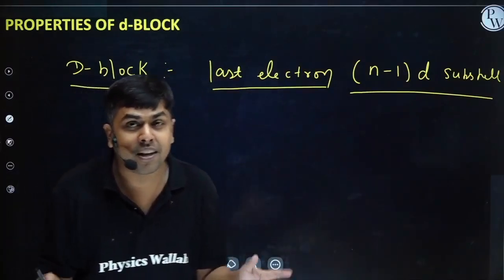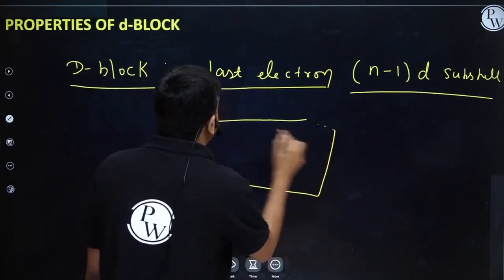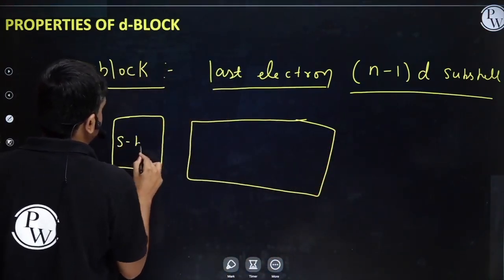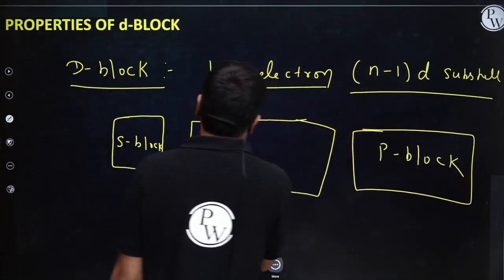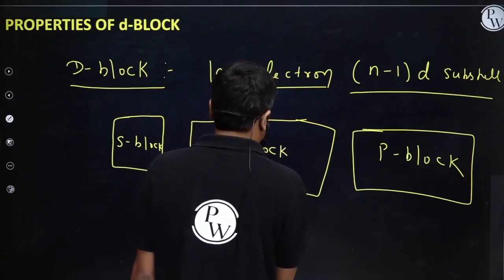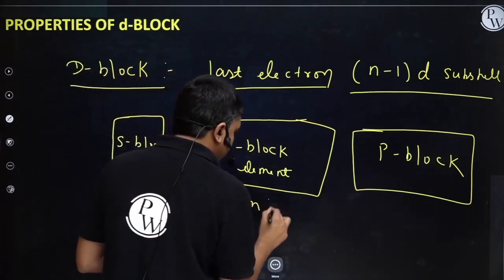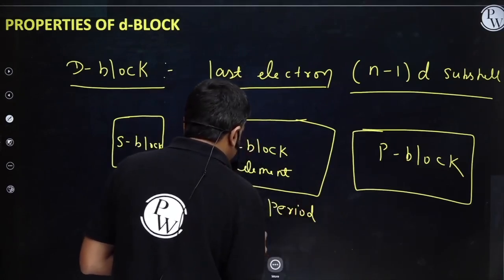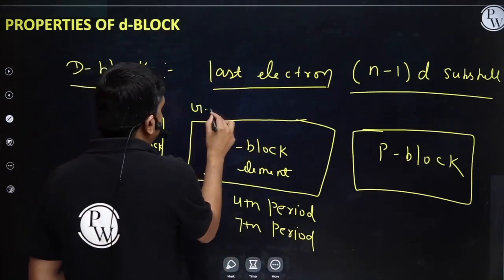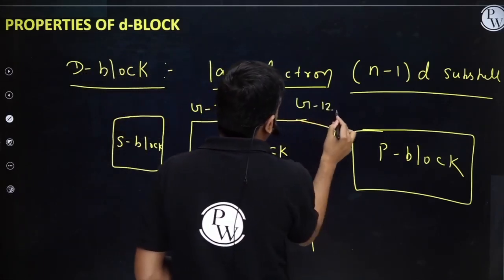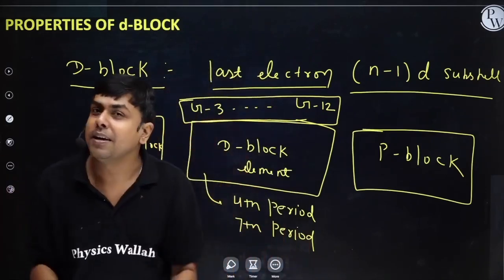If I talk about their position, their placement in the periodic table, basically they are at the center of the periodic table. On the left side, we have the S block, on the right side, we have the P block, and exactly at the middle, we'll have the D block elements. From which period does it start? It starts from the fourth period, and goes up to the seventh period. If I talk about groups, D block elements lie from group number 3 to group number 12. We'll discuss all these things. Am I clear, students? So exactly they are at the middle of the periodic table.